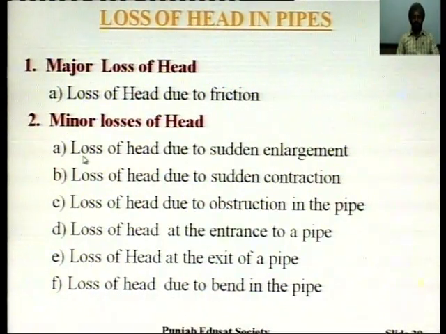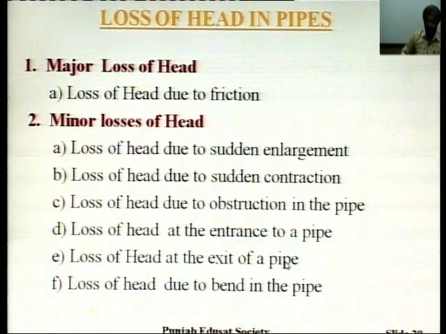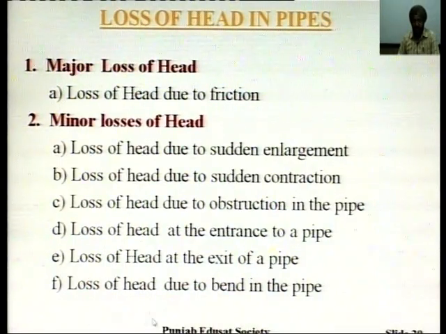The very first one is the loss of head due to sudden enlargement. Secondly, the loss of head due to sudden contraction. The third one, the loss of head due to obstruction in the pipeline. Sometimes there is a loss of head at the entrance of the pipe and sometimes at the exit of the pipe. So, these are also minor losses. And whenever there is a change in direction or a bend in the pipe, then also we face minor losses.